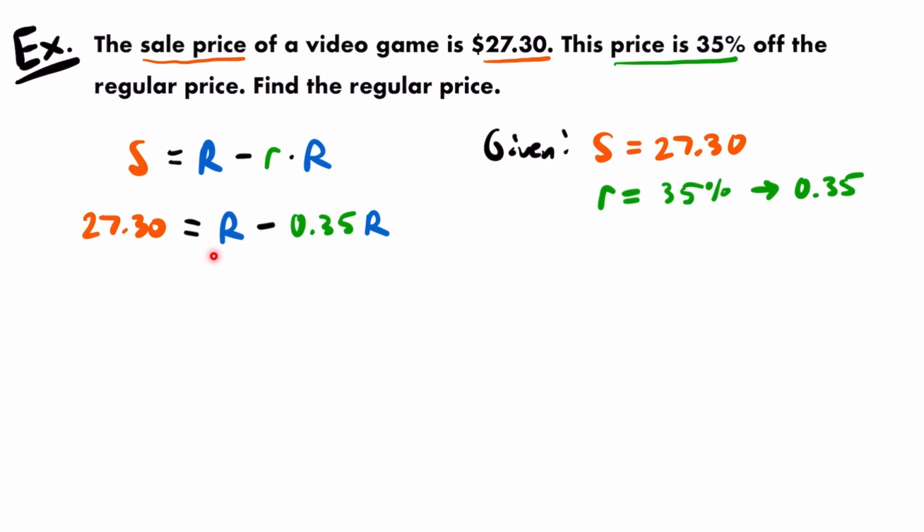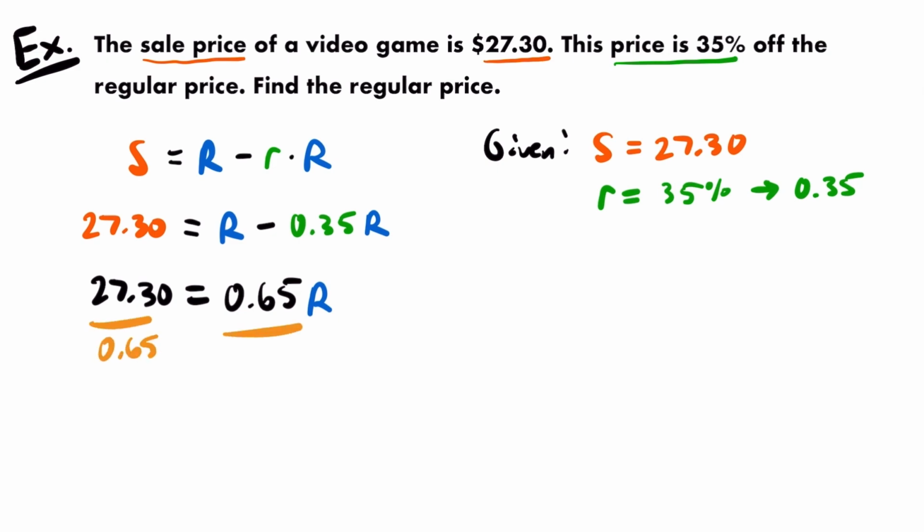All right, and so you could do that work on the side if you wanted to, but putting it into a calculator, 1 minus 0.35 is 0.65. Okay, so we have 27.30 is equal to 0.65 times R. That's what you get when you combine these two terms. 1R minus 0.35R is 0.65R. And so now, the only thing left to do to solve for the regular price R is divide both sides of the equation by that coefficient of R, which is 0.65. So we'll divide both sides by 0.65.